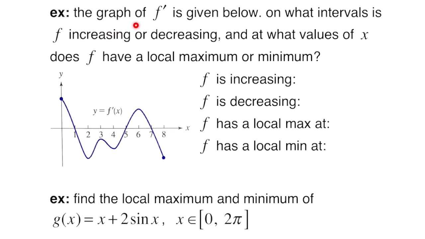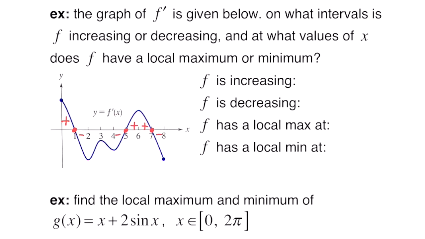This example says the graph of f prime is given below. On what intervals is f increasing or decreasing? And at what values of x does f have a local maximum or minimum? So again, this is going to be f prime. So first I want to emphasize that right here, f prime is above the x-axis. Here, f prime is below the x-axis. Here, f prime is above the x-axis. And here, f prime is below the x-axis. So we have positive and negative, negative and positive, and then positive and negative.